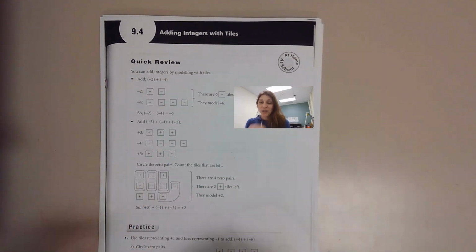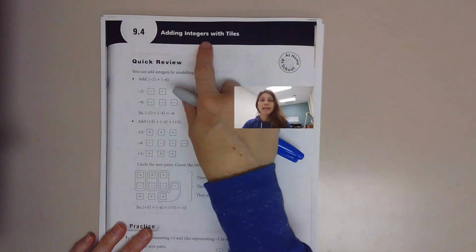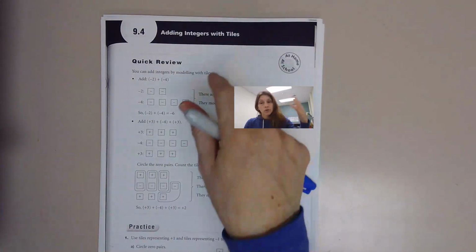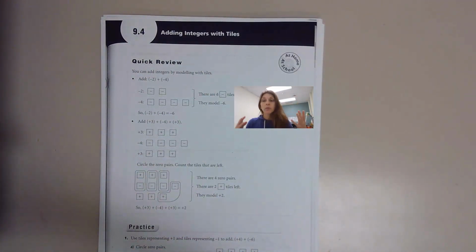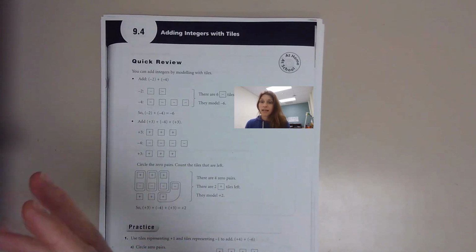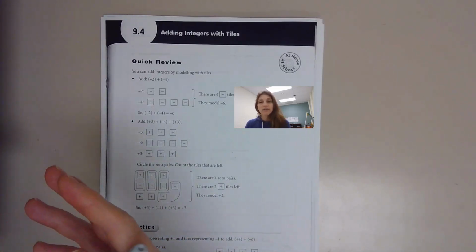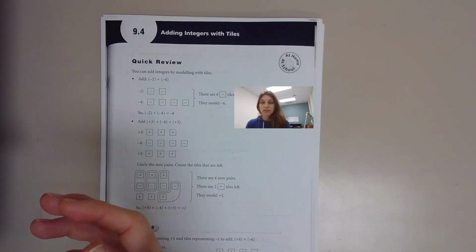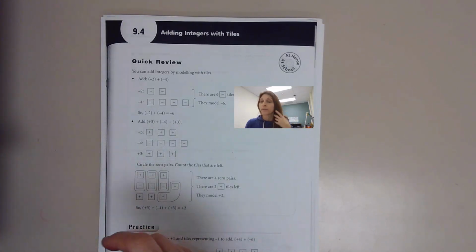Hi guys, we are working through our Math Makes Sense workbook. Okay, we're on lesson 9.4, adding integers with tiles. So in the last lesson we discussed how we can represent integers with tiles using positive and negative symbols to help us understand what we're putting together.